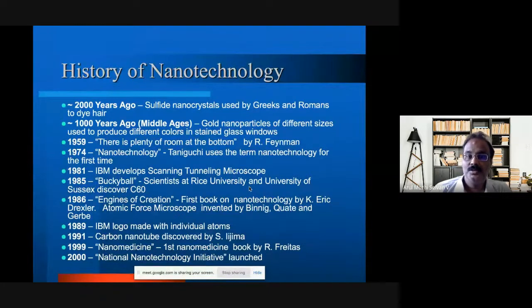People started using it before 2000 years ago, but only in 1959 did people identify it. Feynman said there is plenty of room at the bottom, in 1959, and in 1974 the term nanotechnology was used for the first time. So we are calling it by name, and the technology has developed from 1974 onwards, and you can see so many developments after that.